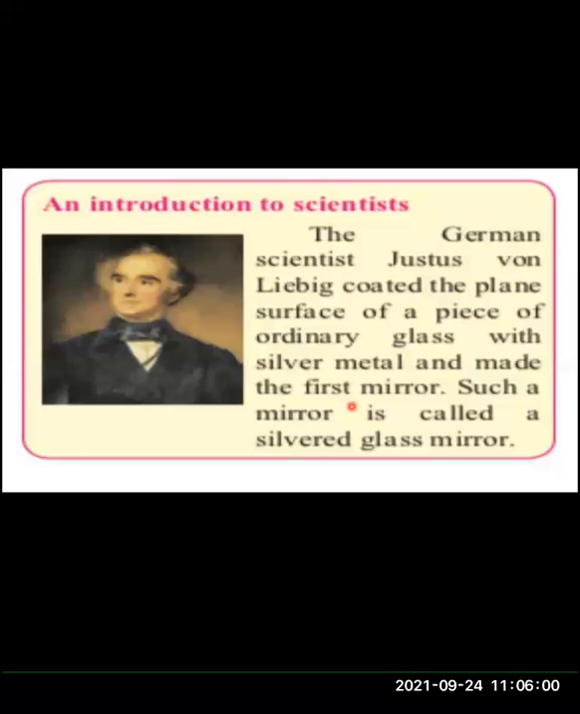In the initial days, this mirror was called a silvered glass mirror. In olden days there was no other metal commonly available, so silver was used at that time to coat the glass for making mirrors.